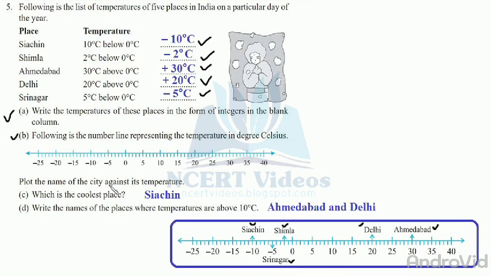Now C, plot the name of the city against its temperature. Which is the coolest place? Well, coolest will be the most left place. So here we can see that Siachen is the coolest, having minus 10 degrees Celsius. Write the names of the places where temperature is above 10 degrees Celsius. So this is the 10 degrees Celsius and above means towards its right-hand side. So we have two cities, namely Delhi and Ahmedabad, having temperatures above 10 degrees Celsius. This was your question 5.